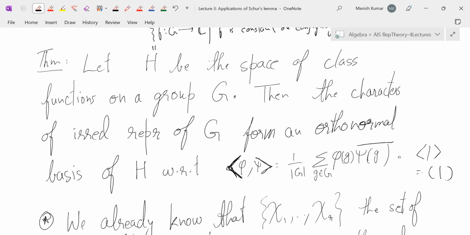So what we get is that these characters, the theorem says, form an orthonormal basis of this vector space with respect to this pairing.